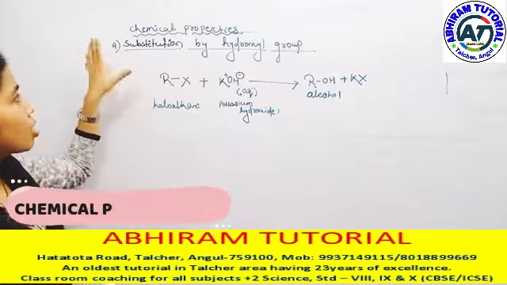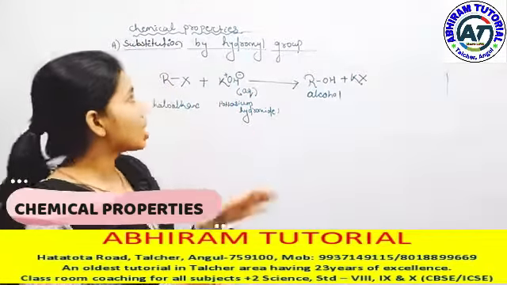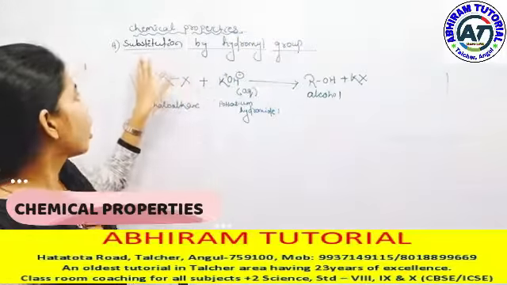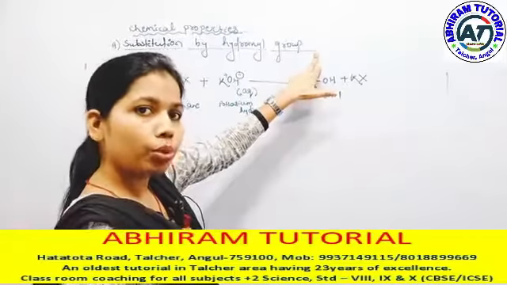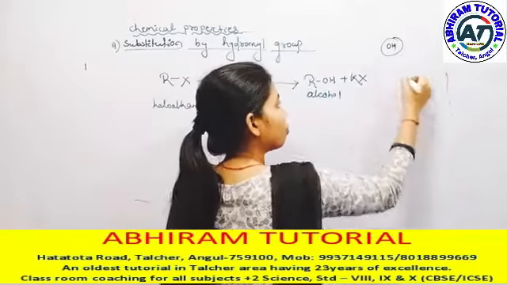In the previous class, we discussed the SN1 and SN2 mechanisms. In this class, we discuss the chemical properties of haloalkanes. First one, substitution by hydroxyl group. Do you know what a hydroxyl group is? It is the presence of an OH group.